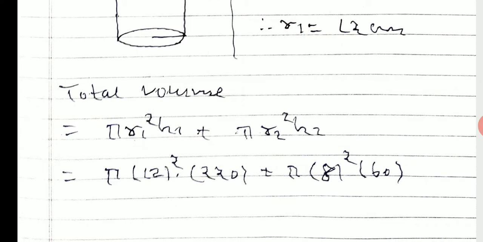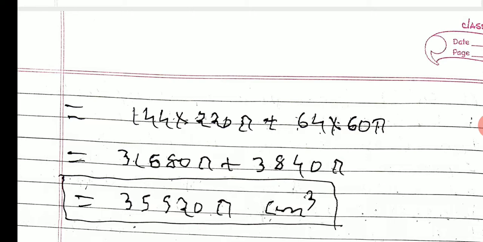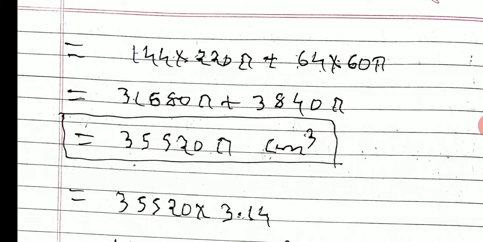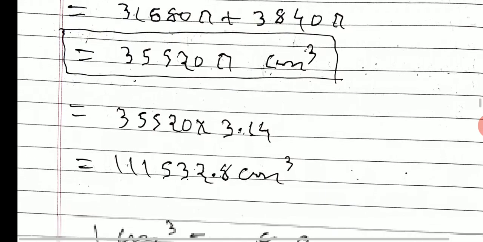Now total volume will be pi R1 square H1 plus pi R2 square H2, and putting the value of R1, R2, H1, H2, we will get pi into 12 square into 220 plus pi into 8 square into 60. Then it will be 144 into 220 pi plus 64 into 60 pi. Then it will be 31680 pi plus 3840 pi. Then answer will be 35520 pi centimeter cube. Then 35520 into 3.14.